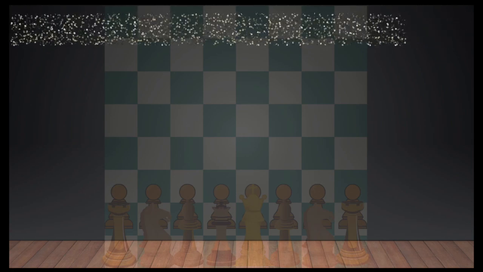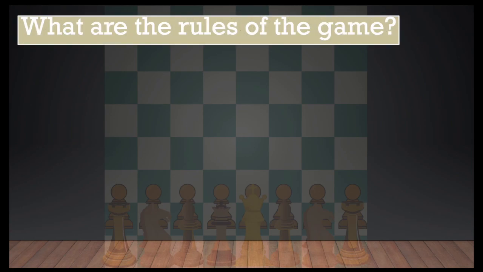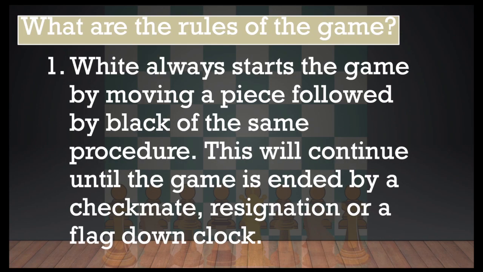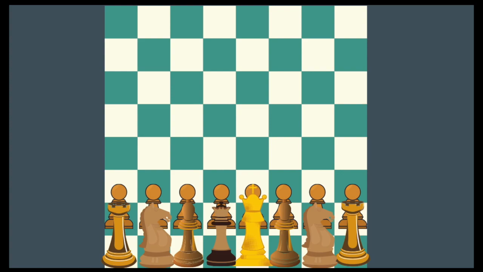Moving on, what are the rules of the game? White always starts the game by moving a piece, followed by black with the same procedure. This will continue until the game is ended by a checkmate, resignation, or a flag down on the clock. Personally, I always want to use the white one because it's an advantage to move first for the opening.